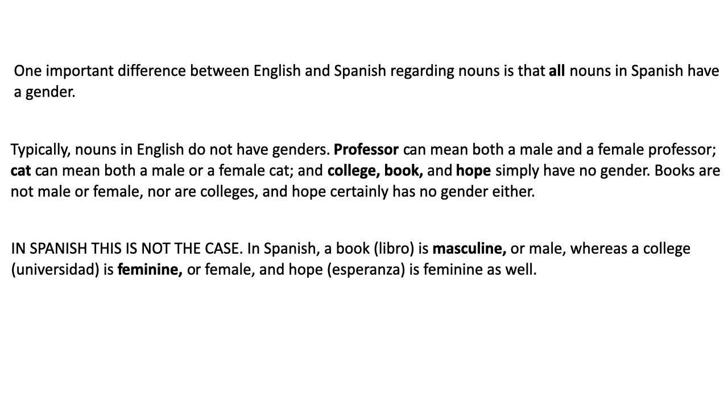In Spanish, every noun has a gender. For example, we just said that books don't have genders, right? They're not male or female, they are just objects. Well, not so in Spanish. In Spanish, the word for book is libro. Libro. And that is a masculine word. The word libro is masculine.